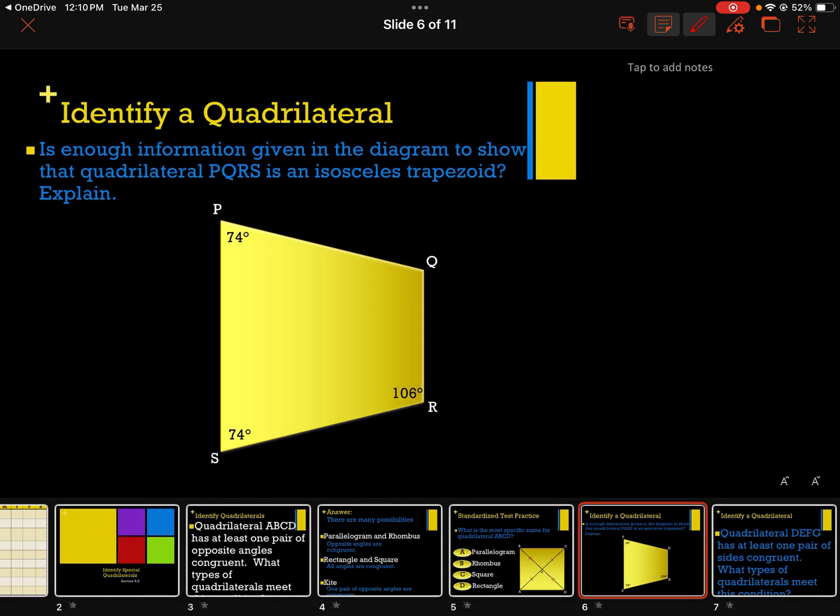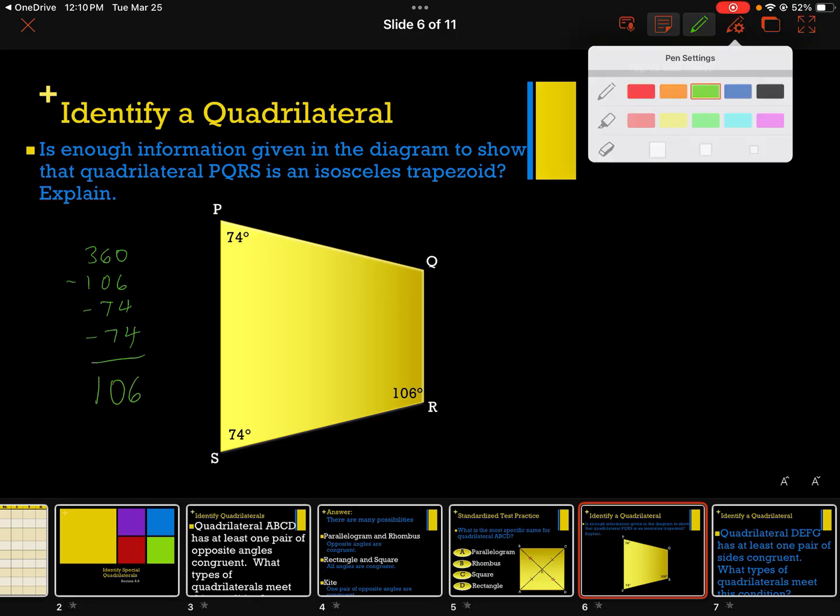Let's identify this quadrilateral. Is there enough information given in the diagram to show that this quadrilateral is an isosceles trapezoid? Let's explain. Since it's a quadrilateral, there's 360 degrees in the shape. We know that we have a 106-degree angle and we have two 74-degree angles. Grab a calculator. What's left over when you subtract there? It's going to be 106.